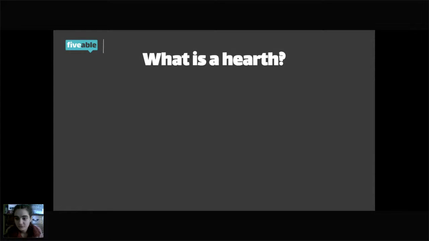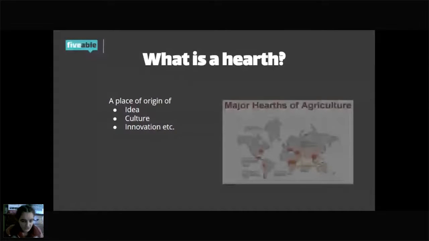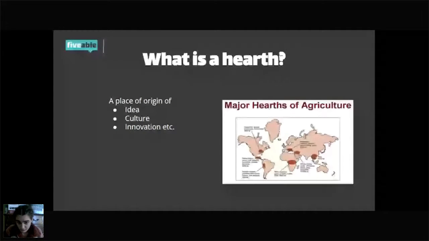A starting point, the start place of something, the origin of an idea. I like that definition more than the other ones because it makes sense in talking about it. Everything else, obviously, all the other answers are correct. So a Hearth is the origin of an idea, of a phenomenon, whatever that is: a culture, a language, a religion, technological innovations. It's the origin of something, where something starts. So these are examples of major Hearths in the world.